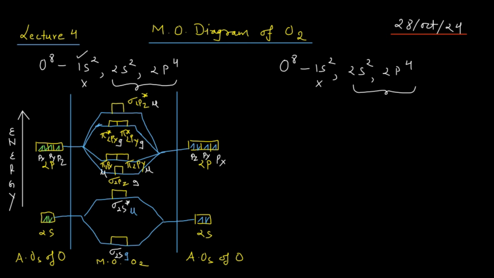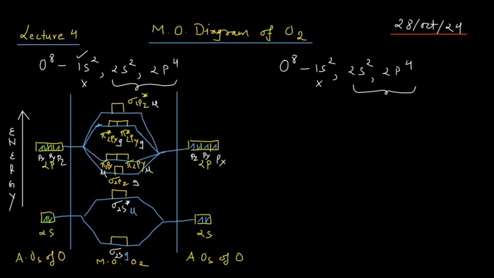It is very important to write the symmetry because it explains various things in the ground state spectroscopic term symbols. It is very important for spectroscopic properties as well. So this is how you can construct the molecular orbital diagram of your oxygen molecule.